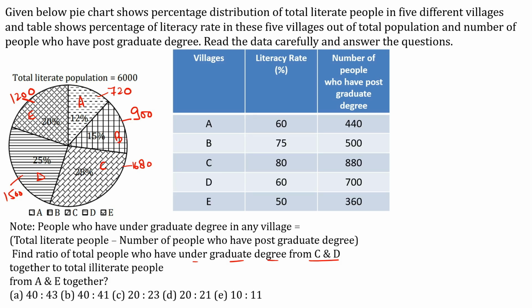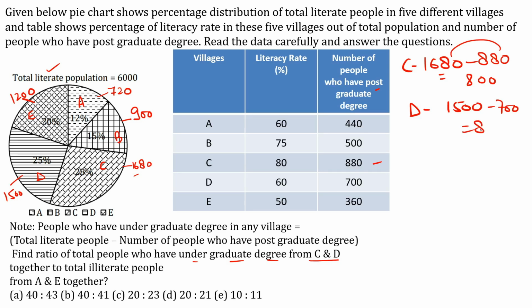So guys, we have the total literate people from C, 1680, and from D we have 1500, and guys, we are given with the postgraduate in C and D. So obviously this minus the total number of postgraduate will be equal to the graduate one. So this will be 880. In the same way, we can find out this 700 is equal to 800. So C is equal to 800 and D is equal to 800 will be what? Will be the total number of people who have undergraduate degree. Okay, so together, these together will be what?